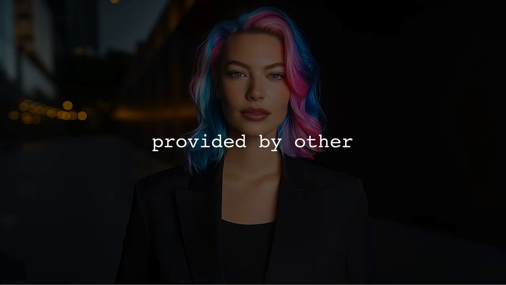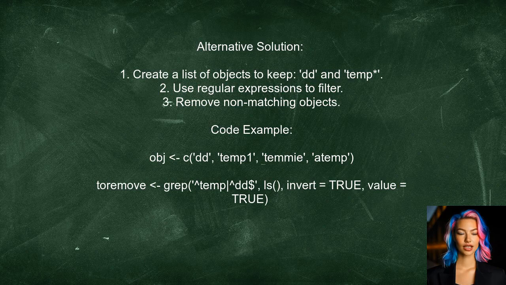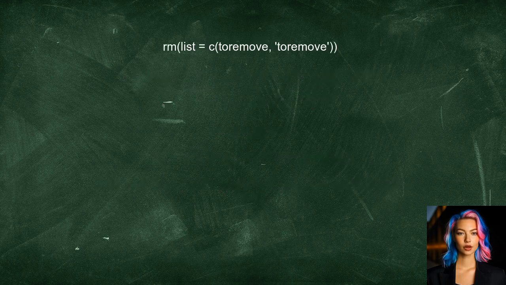Now, let's look at the answers provided by other users. An alternative solution involves using regular expressions to filter the objects in your R environment. First, you create a list of objects you want to keep, like DD and those starting with temp. Then you construct a regular expression that checks for these conditions. Finally, you remove everything that doesn't match your criteria.